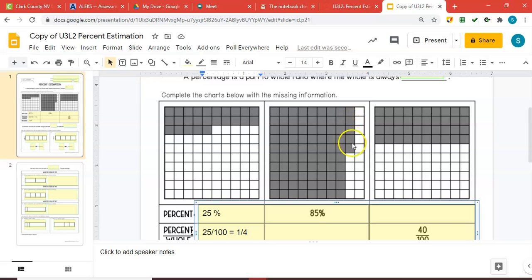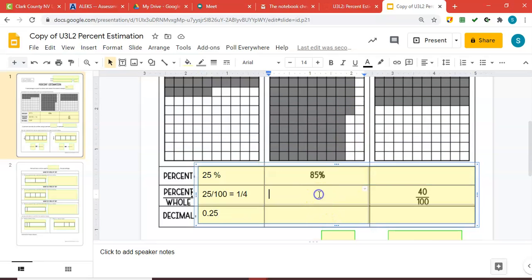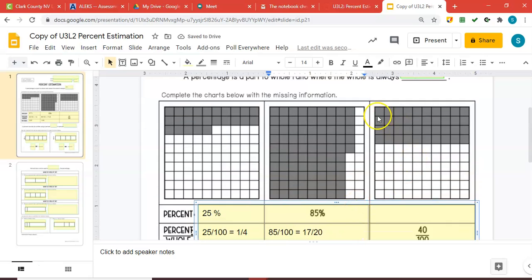This one, 1, 2, 3, 4, 5, 6, 7, 8 full rows, so that's 80. 1, 2, 3, 4, 5. Good, they got that one right. That is 85 divided by 100. Both of those are divisible by 5, and we get 17 out of 20. So 17 out of 20 is the same as 85 out of 100, which is 85%, which is 0.85.